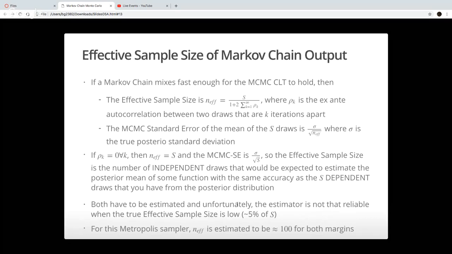Any questions about effective sample size? And we'll talk about Stan on Thursday. But the great thing about Stan is the effective sample size is much higher than it would be with Metropolis. Questions?